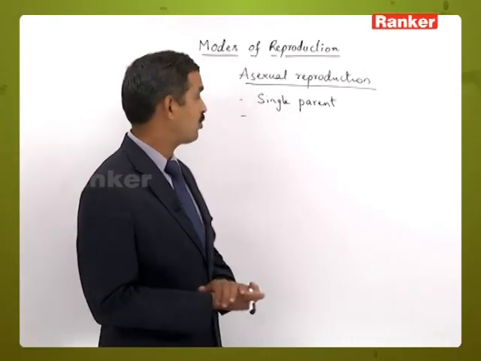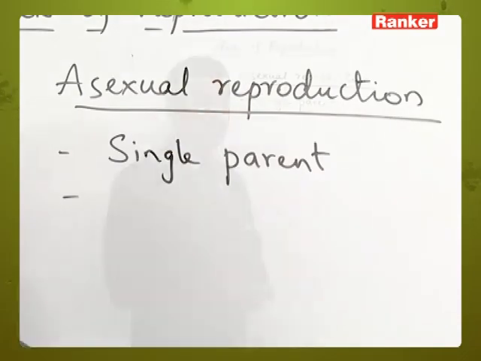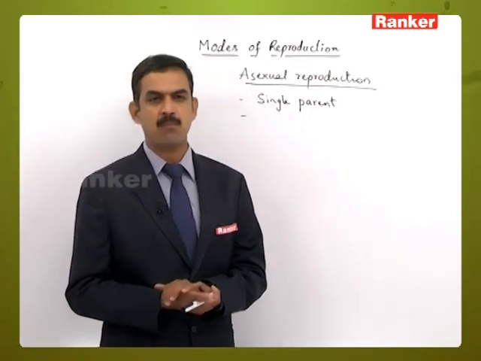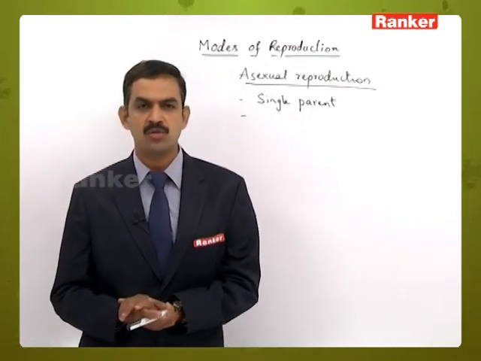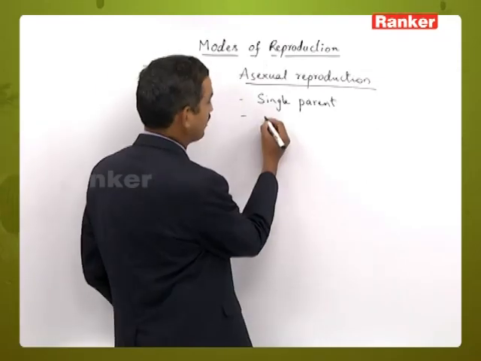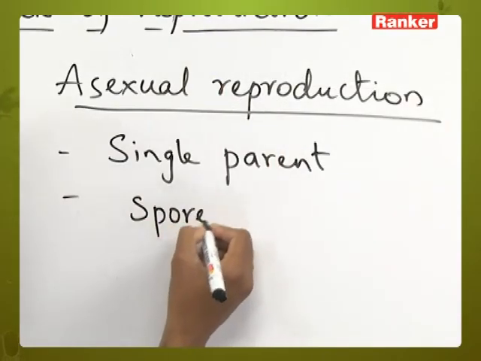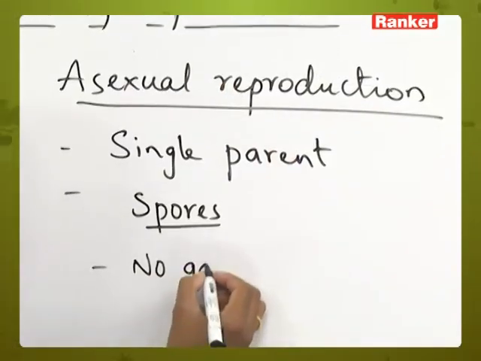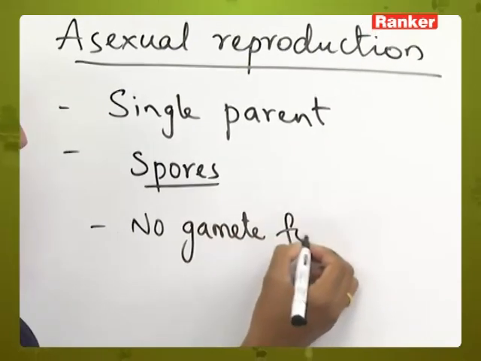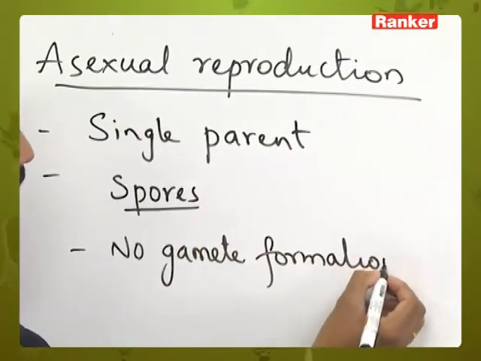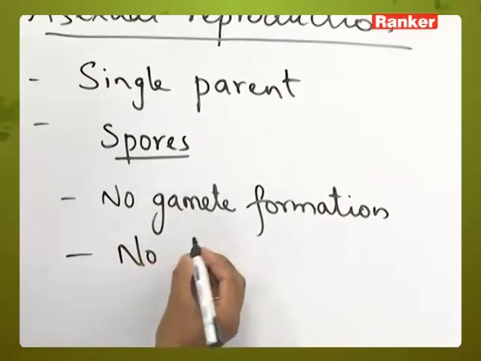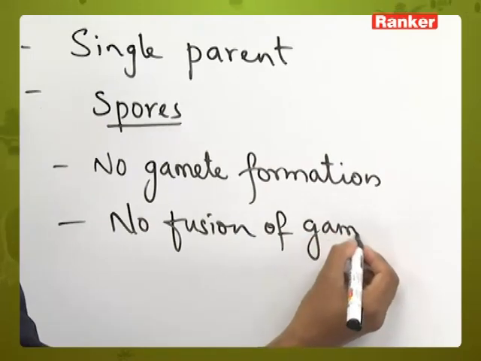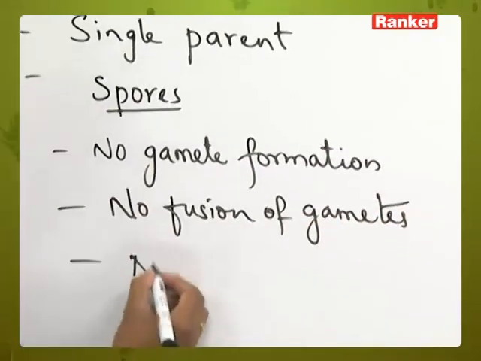And here, before going to the types of asexual reproduction, there are different special types of structures which are produced during asexual reproduction. Those structures are called spores. And no gamete formation. No fusion of gametes. No meiosis.